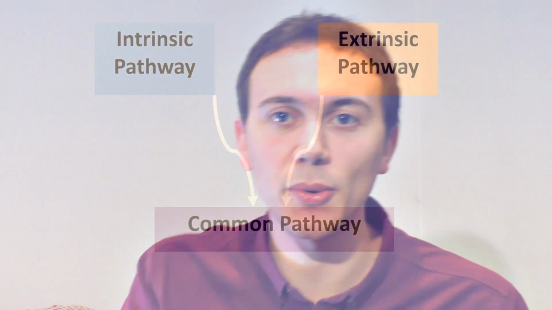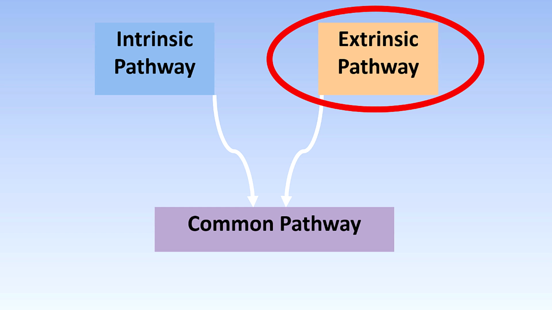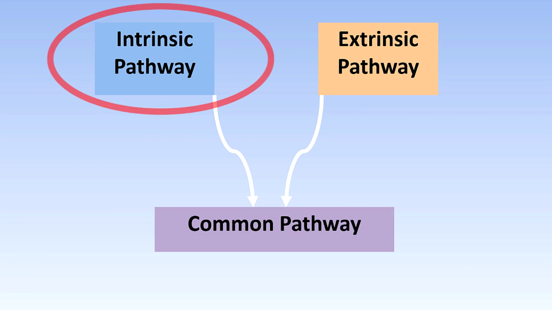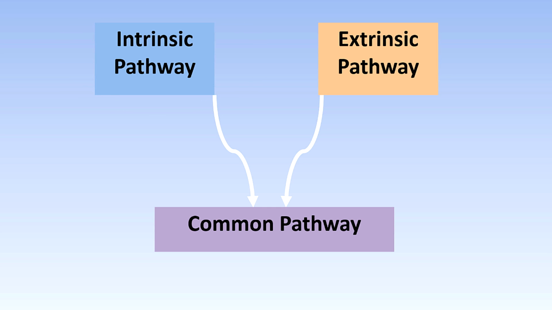First, let's look at the traditional laboratory model for coagulation, which you'll know as the extrinsic and intrinsic pathways. But what do these names actually mean? Well, the extrinsic pathway is triggered by substances found outside of the blood, whereas the intrinsic pathway is triggered entirely by substances found inside, or intrinsic to, the blood.